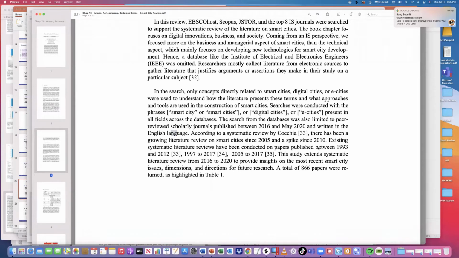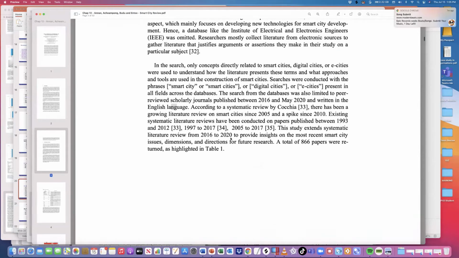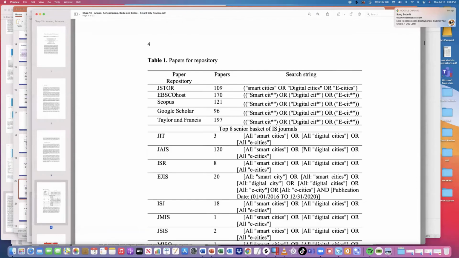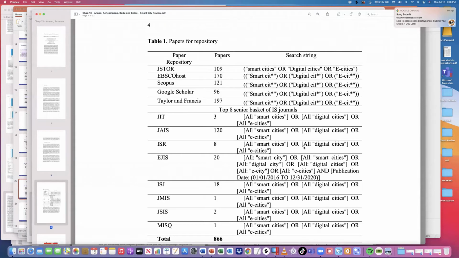So there were initial papers. So you have to choose. That's what I was telling you, that if there have been initial papers in there, you have to be very careful where you choose from. Even though there were initial papers, he chose from 2016 to 2020. He got 866 papers. So look at what he did. This is the kind of thing that we want to see.